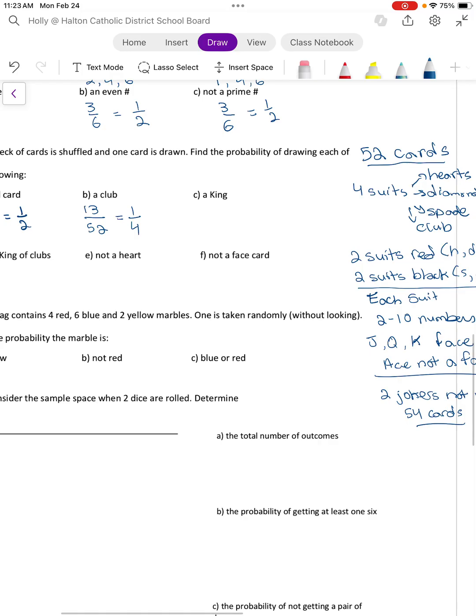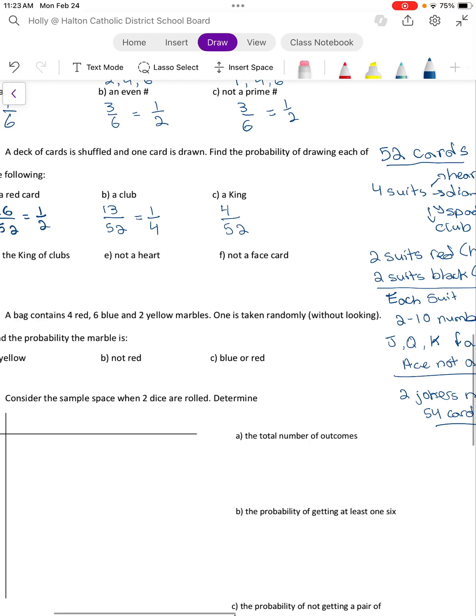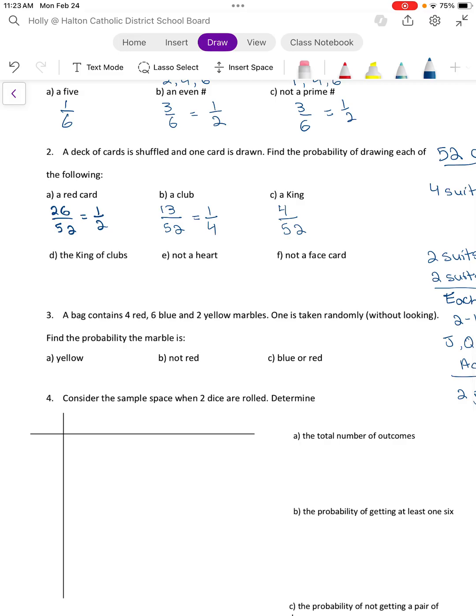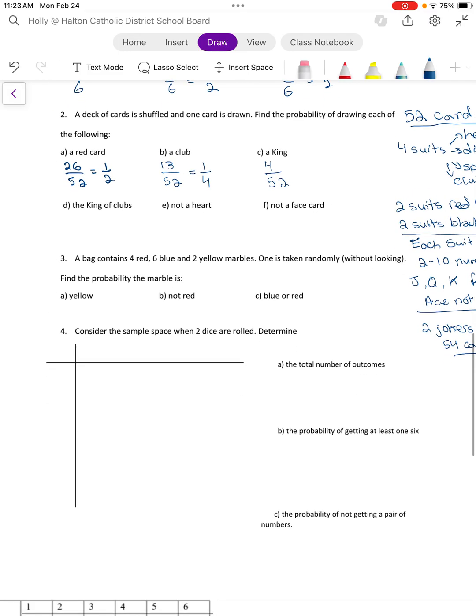You have 4 kings and you have 4 suits. So therefore, 4 kings, 1 of each suit, meaning there are 4 kings out of the 52 cards in your deck. So those are pretty straightforward there. The king of clubs: you have 4 kings, 1 of each suit. So therefore I have 1 king of clubs out of 52.